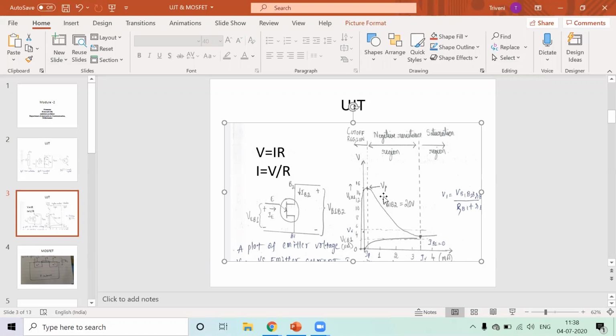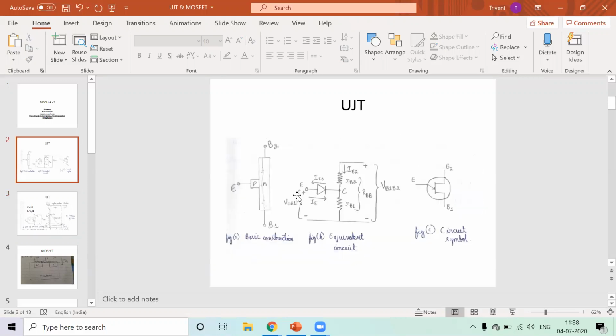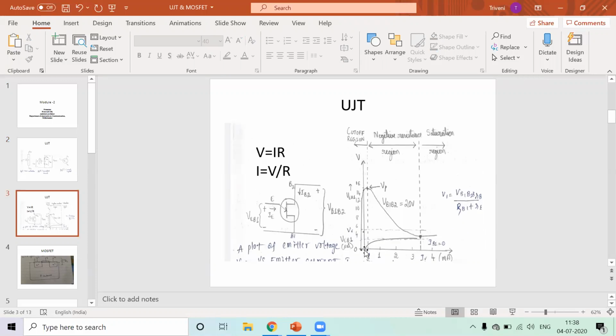Why so? Whenever you give the VEB1, at that time the IE increases, that you know. Whenever you're increasing the VEB1, the current is also increasing, and the current increases to a particular point. That point is called VP. At a particular point, the current will just shoot up. That region is called the cutoff region.